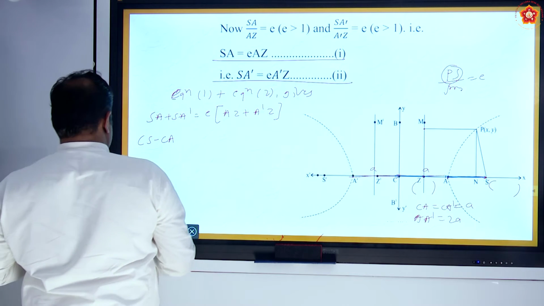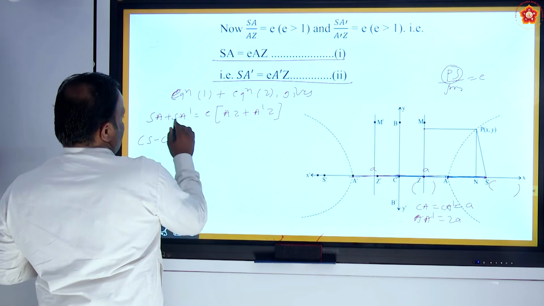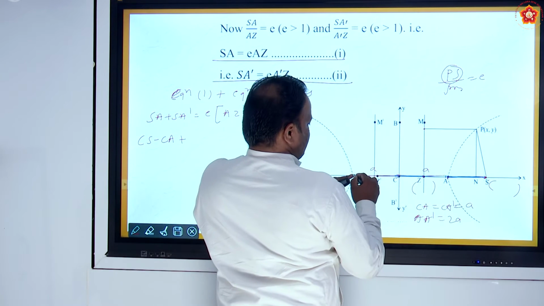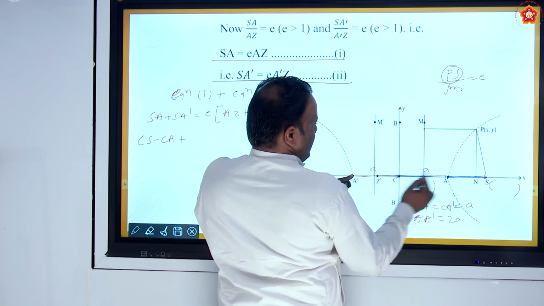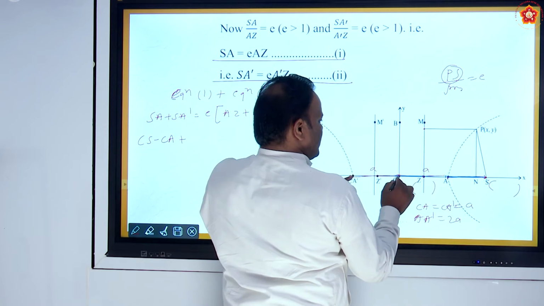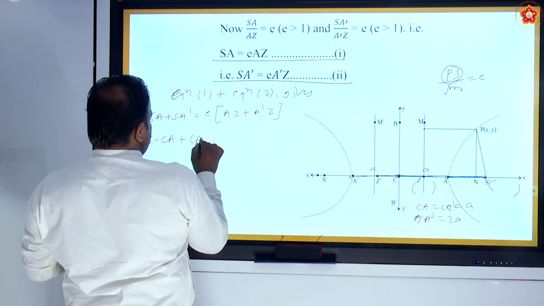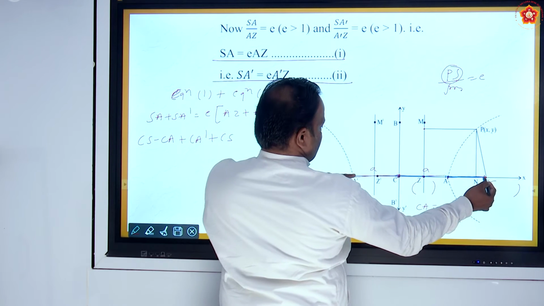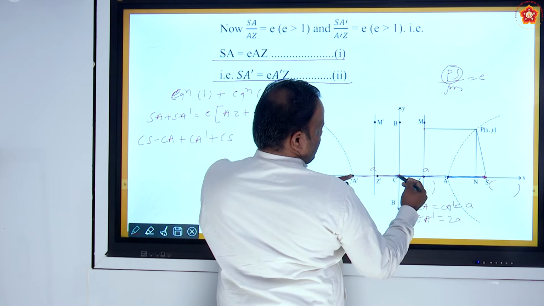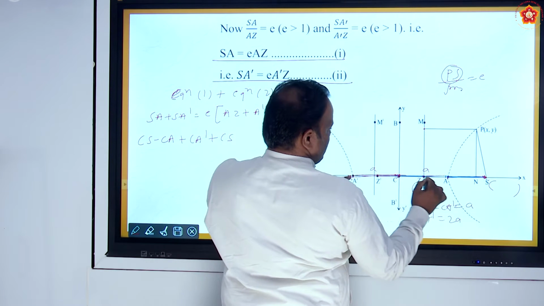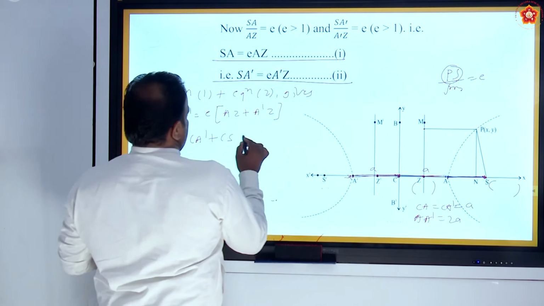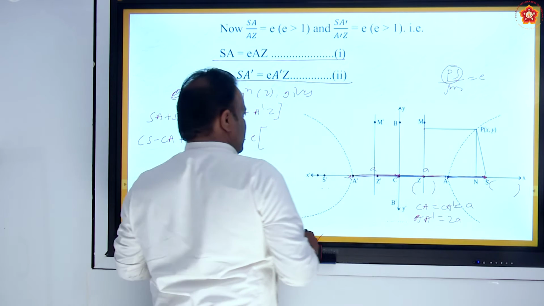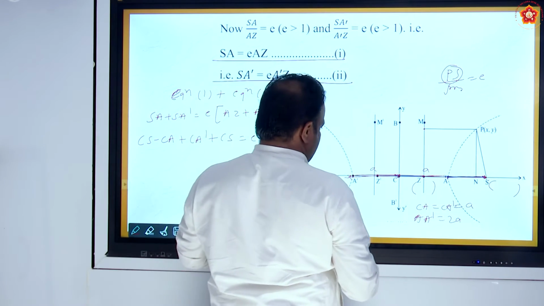Now plus what is SA dash? SA dash, this length, S to A dash. Again start from the origin. SA dash is nothing but CA dash plus CS. Correct? From here to here, starting from the origin, CS plus CA dash is the total length. So SA dash equals e as it is, in brackets. What is AZ plus A dash Z? So AZ plus A dash Z.